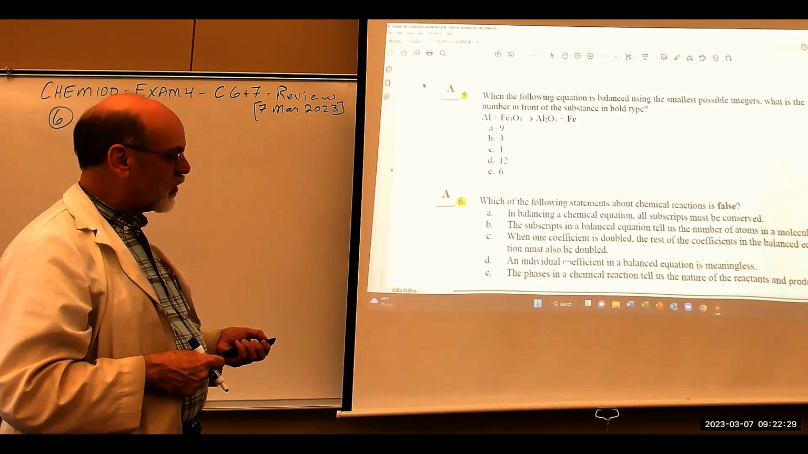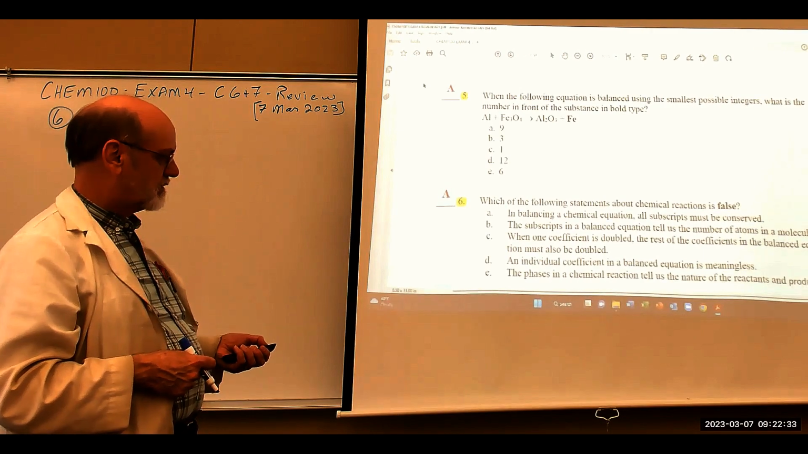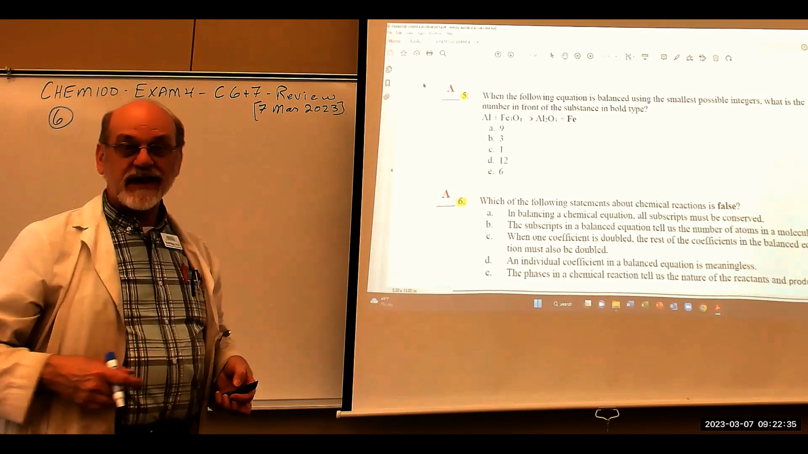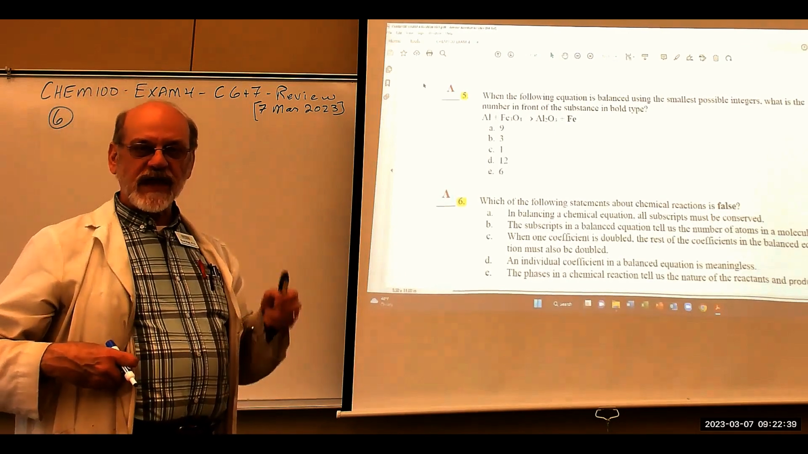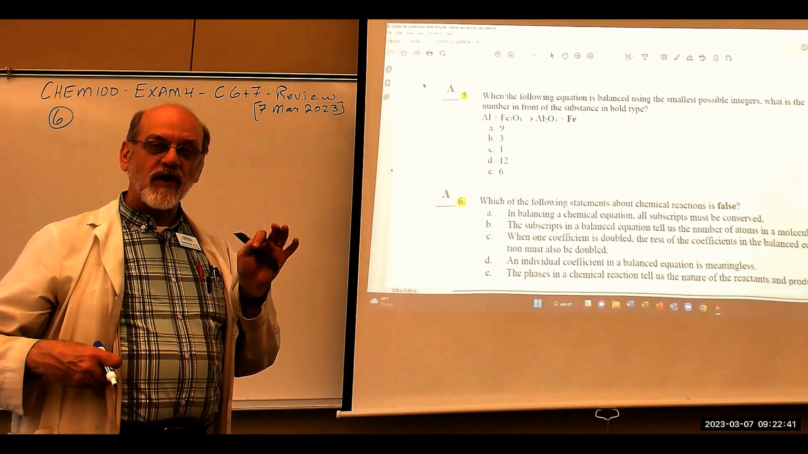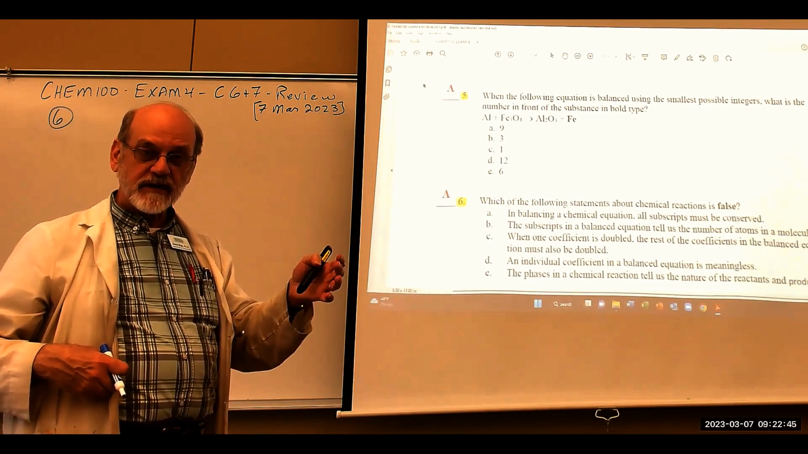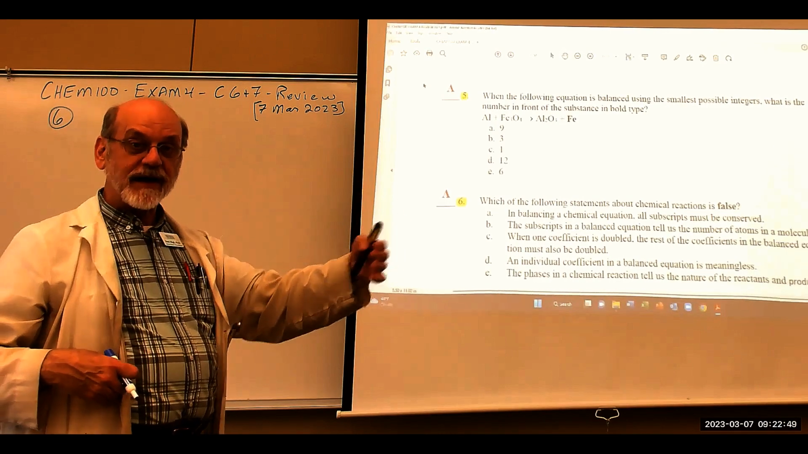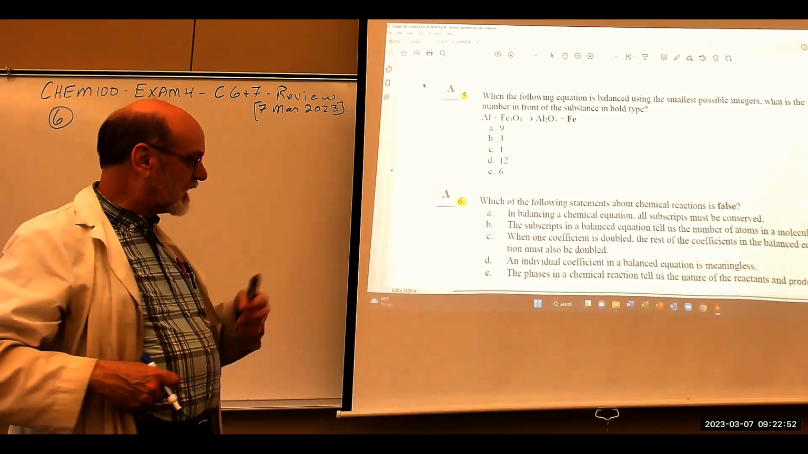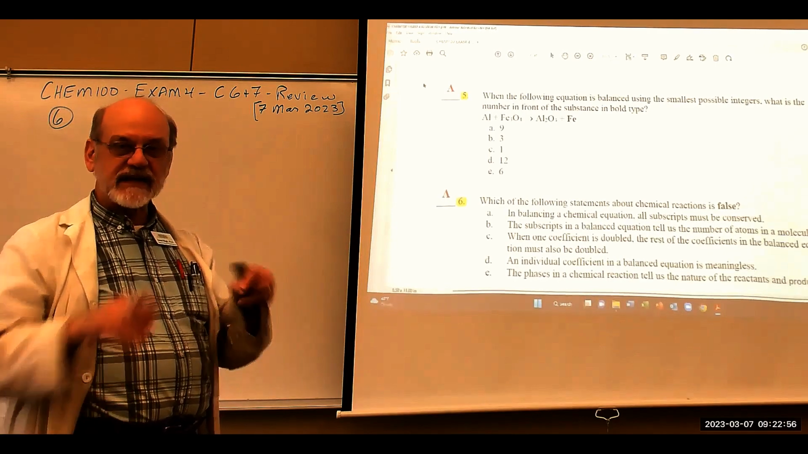An individual coefficient in a balanced equation is meaningless. Well, yeah. The individual coefficient only has value insofar as it gives you the same number of atoms in the compound for the reactants and product side. Right? So an individual coefficient doesn't mean anything until it's taken in context.